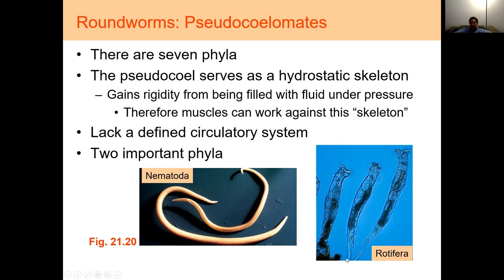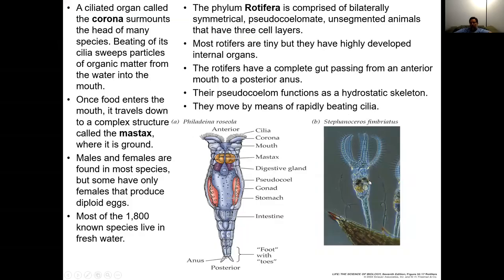You can see the cilia on their mouth area, and they will filter feed and bring water in, and then they can chew it up with a hardened mastax area. And so here is another image of a rotifer. You can see that it has a foot, toes, and an anus that holds it to its substrate. And then the cilia can help beat water in and bring food into their mouth region.